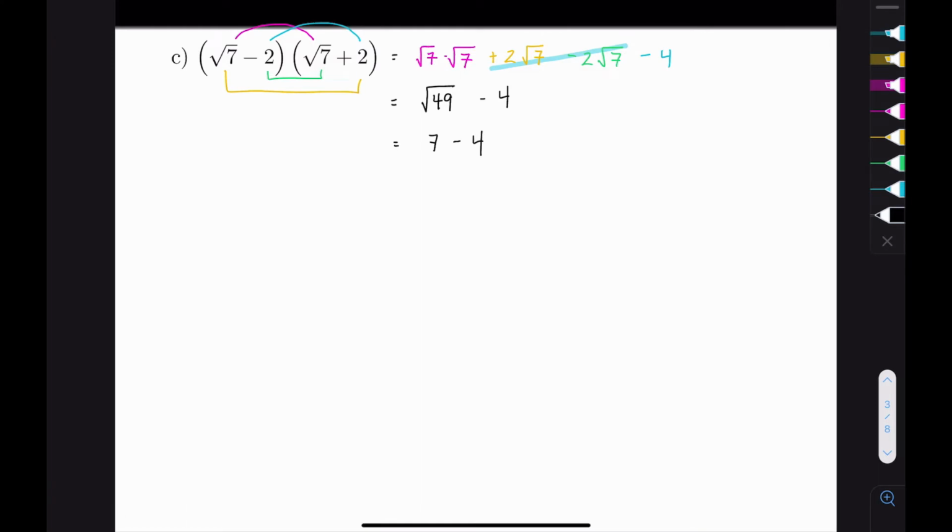So we really are just doing 7 minus 4, and this ends up simplifying to 3. So this is a really nice process when you take a binomial and you times it by almost itself. It's going to clean up really nicely. So this is a process that's called multiplying by the conjugate, which again we'll see in a little bit.